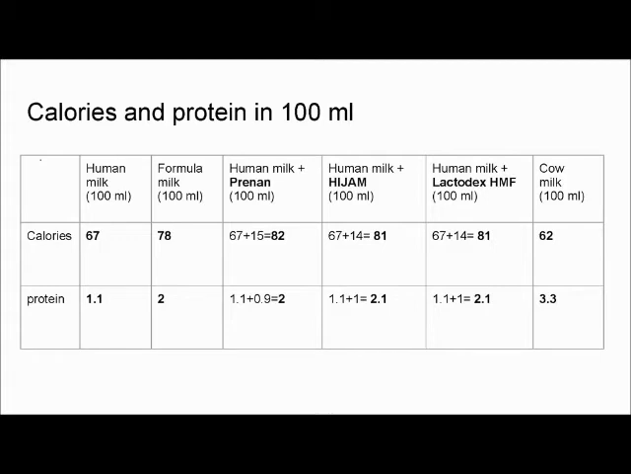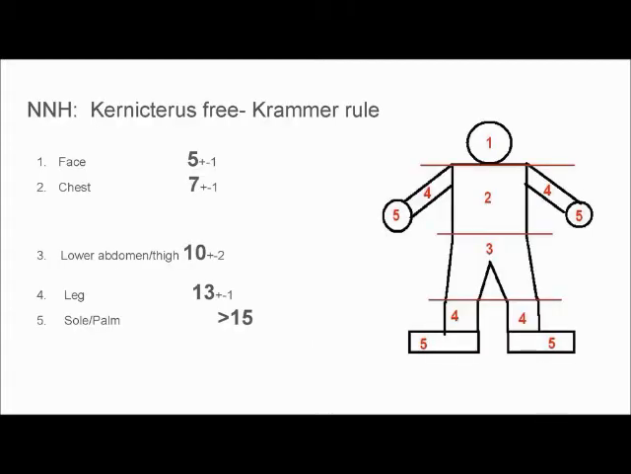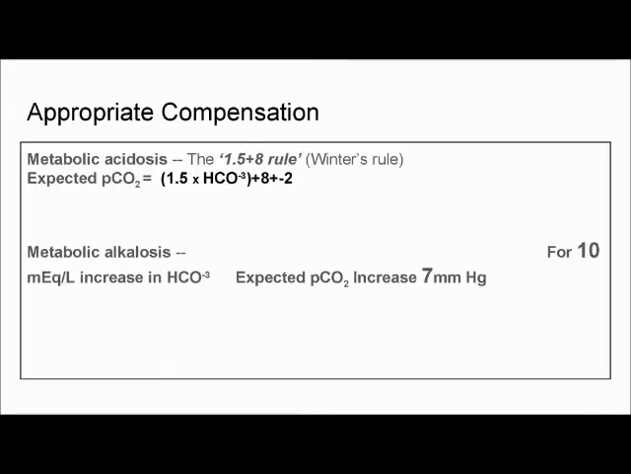Let us discuss neonatal hyperbilirubinemia or neonatal jaundice. Kramer's rule: on face, if icterus is present, then the level is approximately 5 plus minus 1, and if it is on chest up to umbilicus, then it is around 7 plus minus 1, and if icterus is up to lower abdomen or thigh up to the knee, then the level of bilirubin should be 10 plus minus 2, and if jaundice is up to the leg and whole upper limb, then the level should be 13 plus minus 1, and on sole and palm it should be more than 15.